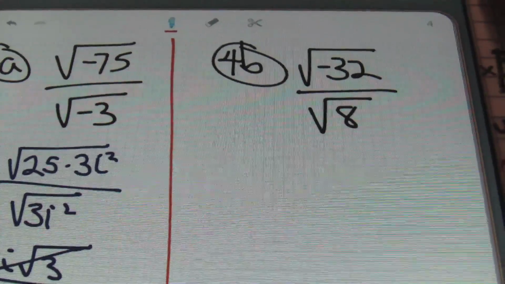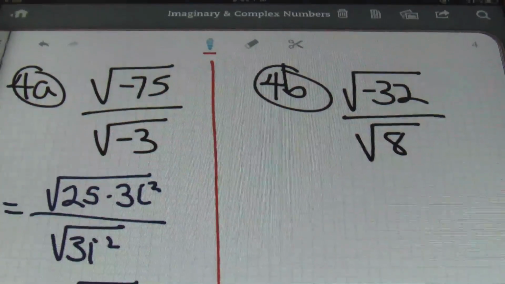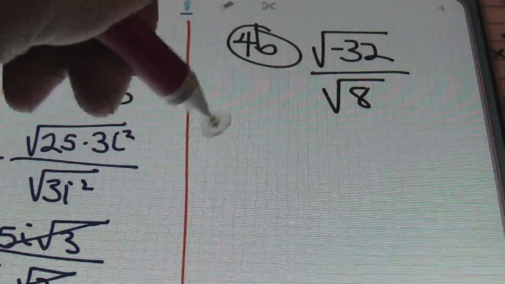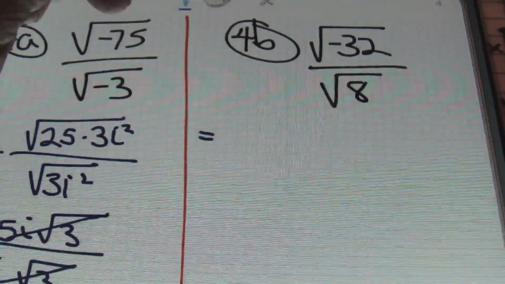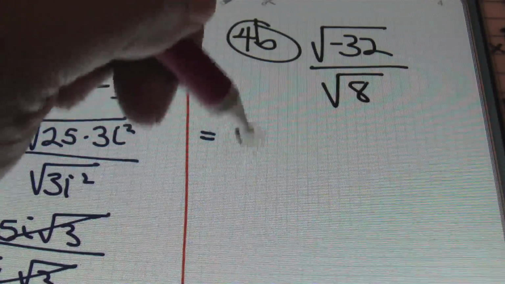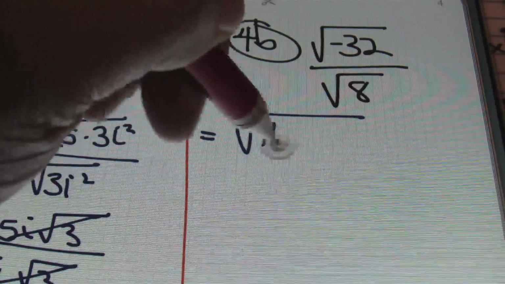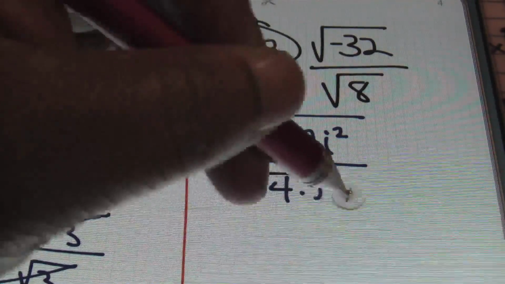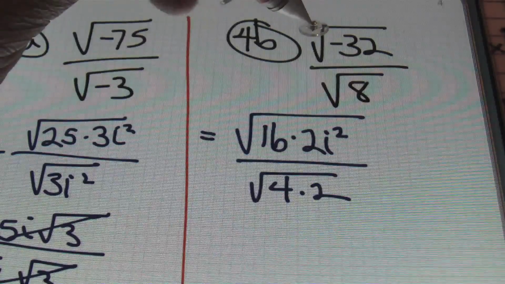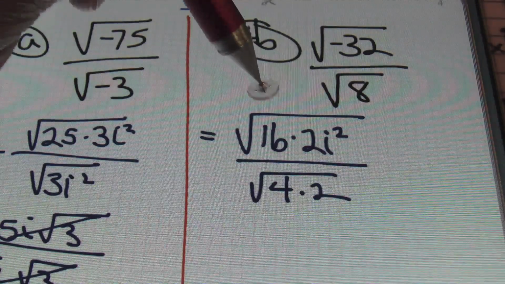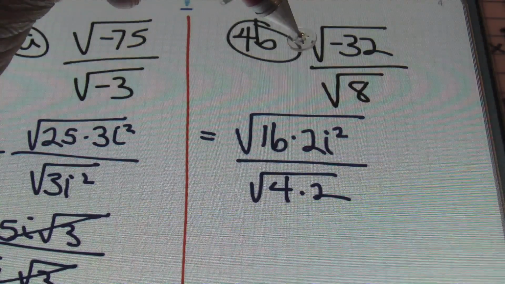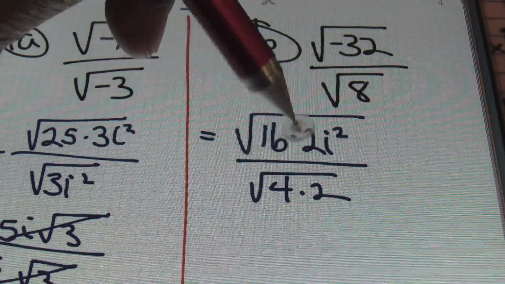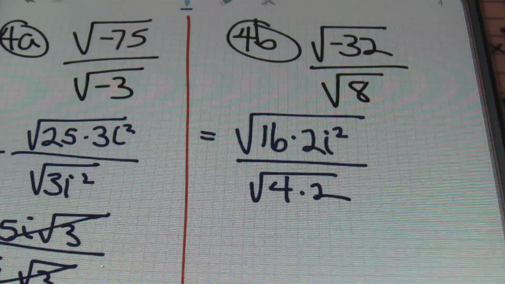All right. 4b, we have the square root of negative 32 divided by the square root of 8. So my first step is going to be to rewrite our expression showing all of my perfect squares that can be simplified. So I'll rewrite this as the square root of 16 times 2i squared over the square root of 4 times 2. So knowing that 16 is the largest perfect square within 32, I rewrote it as 16 times 2. I took that negative value underneath that square root and wrote it as i squared over the square root of 4 times 2 because 4 is the largest perfect square within the number 8.